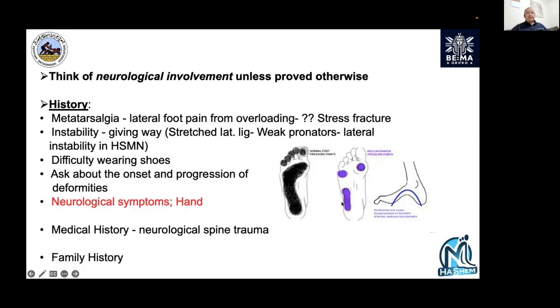So bone quality itself is okay, but because you are overloading this foot because of the deformity of your foot, you have a stress fracture. So the treatment of a stress fracture of the lateral border of the foot in a cavus foot is correction of cavus. This patient may come to you with a history of instability.